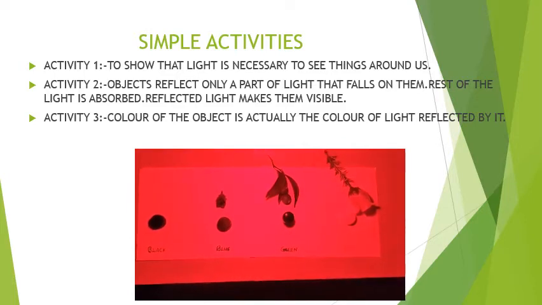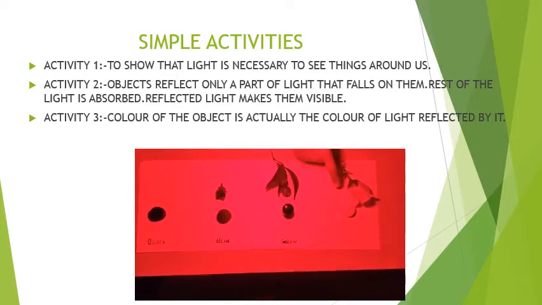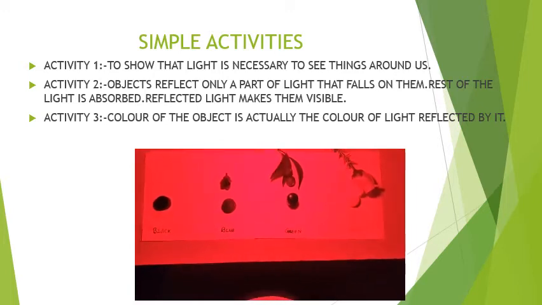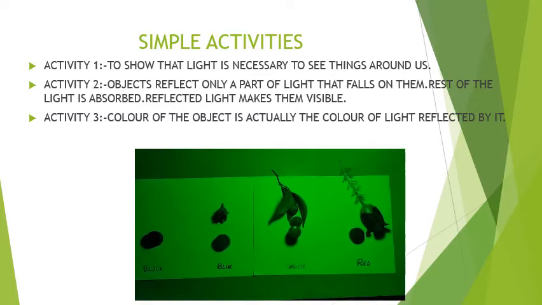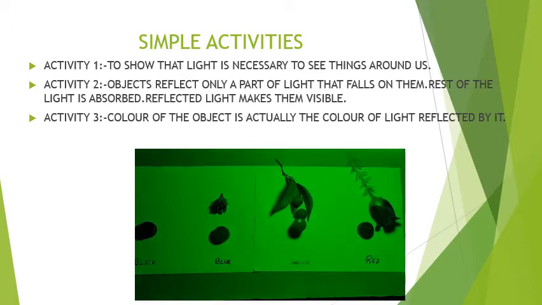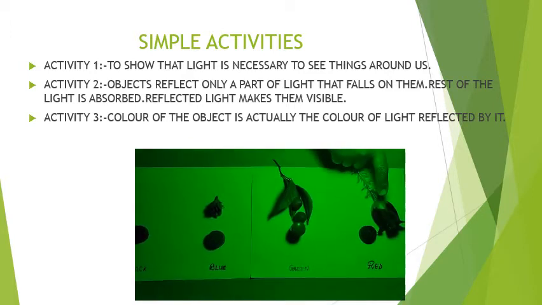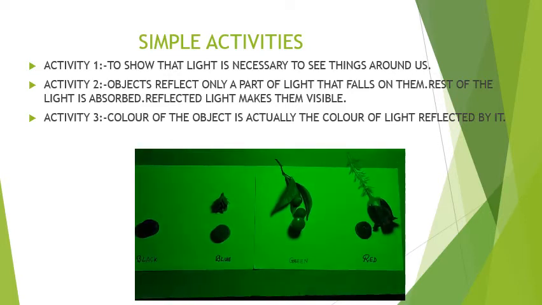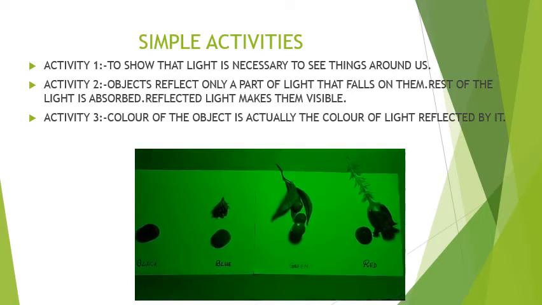What happens? I can very clearly see the red object, but the rest of the objects are appearing to be black. In green light, I am able to see the green color, but the red color, blue color and black, all three are appearing to be blackish in color. Why is this so? We'll find out the answer.